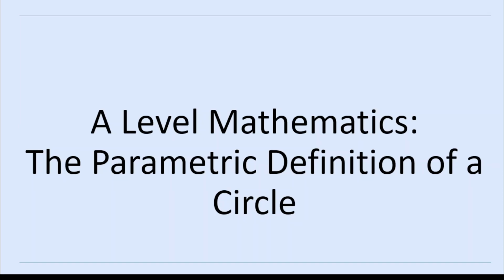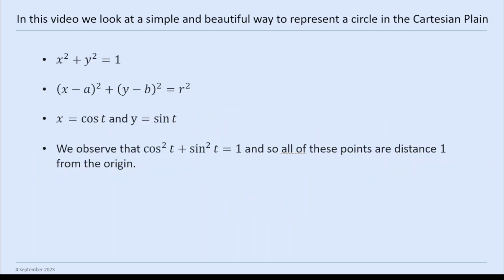I'm Simon. Today we're going to look at the parametric definition of a circle. So in previous videos we've shown that the equation x squared plus y squared equals 1 traces out a circle in the Cartesian plane, and more generally (x minus a) squared plus (y minus b) squared equals r squared traces out a circle with centre (a, b) and radius r.